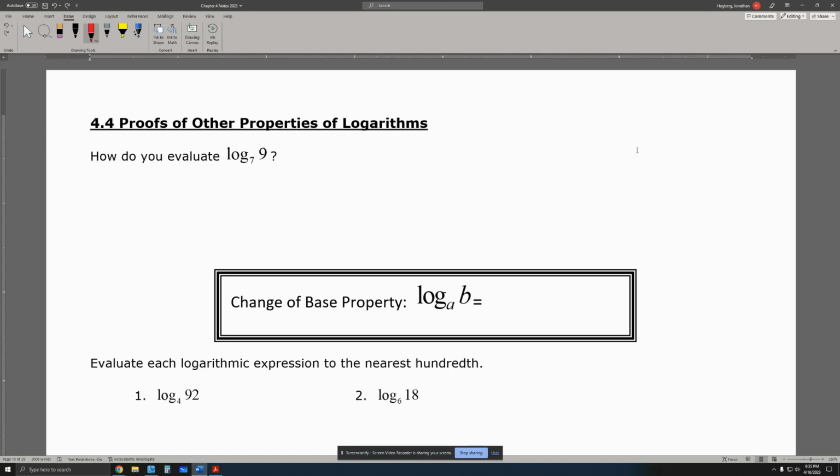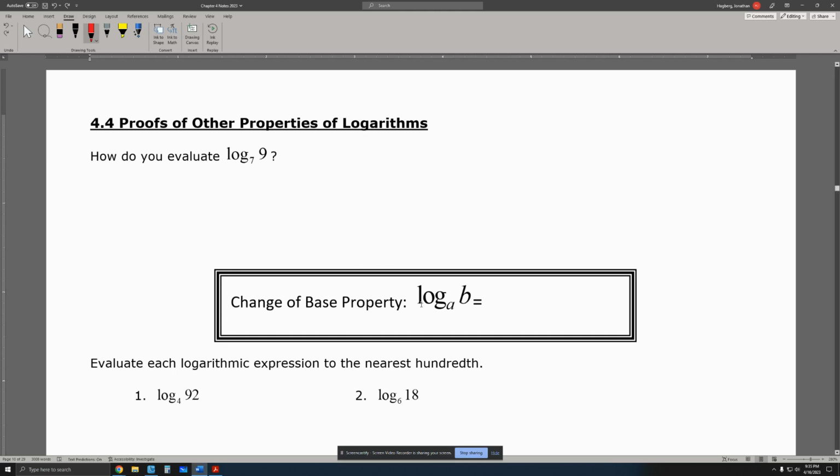I want to start with this problem. How would we evaluate the log of base 7 of 9? This one might be tricky because remember, we're asking ourselves to what power would we raise 7 to get to 9? This is not a whole number. In order to evaluate this with most calculators, you can use the change of base property.